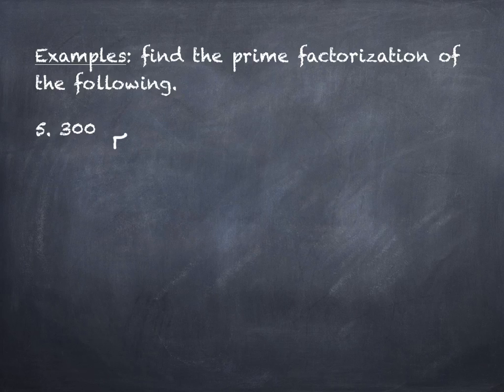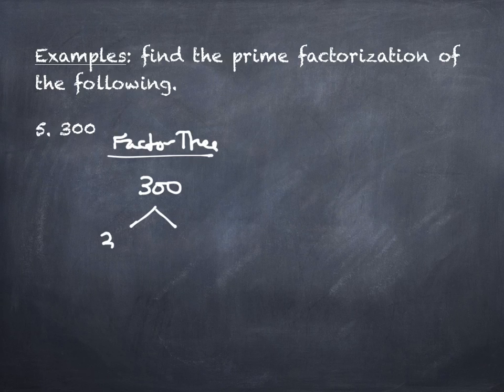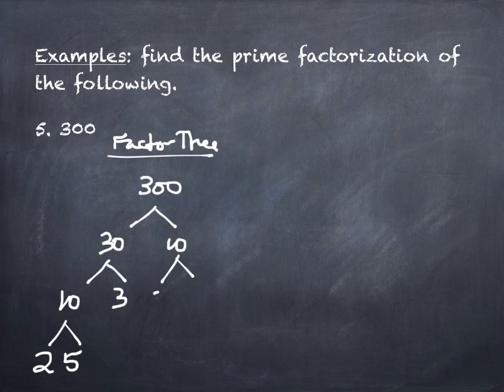So one of them is a factor tree. And you may have seen this method before. We take the number 300 and we divide it into 2 items that would multiply together to give me 300. So maybe we choose 30 and 10. And then we keep going because neither 30 nor 10 is prime. 30 can be 10 times 3. And 10 is 2 times 5. And there's another 10 over here that's 2 times 5.